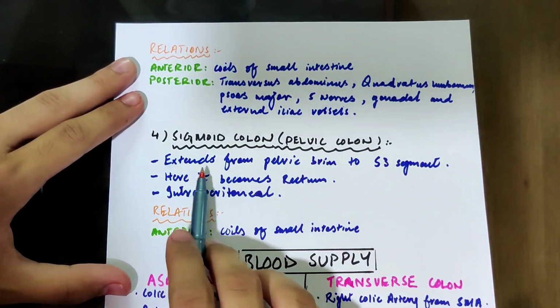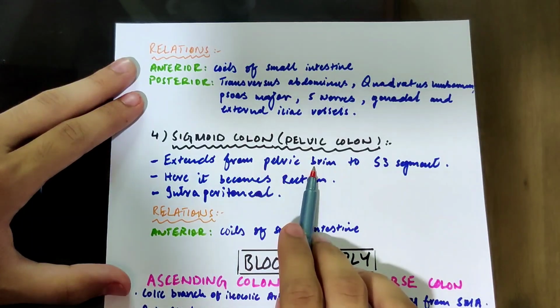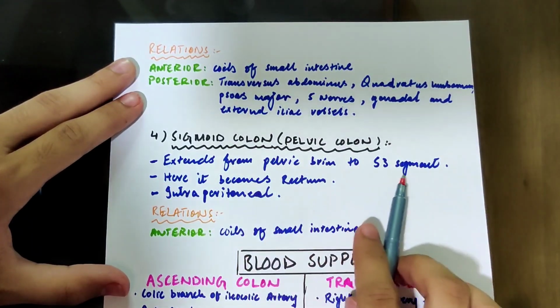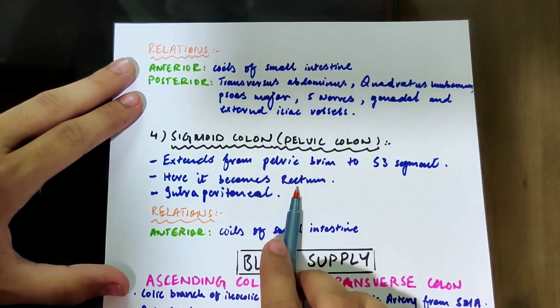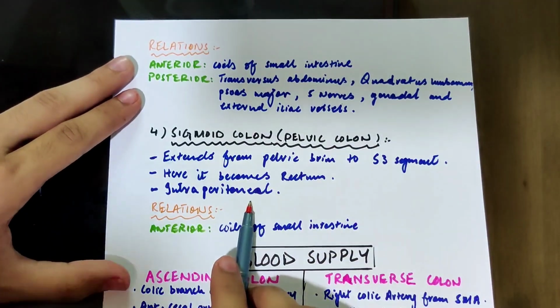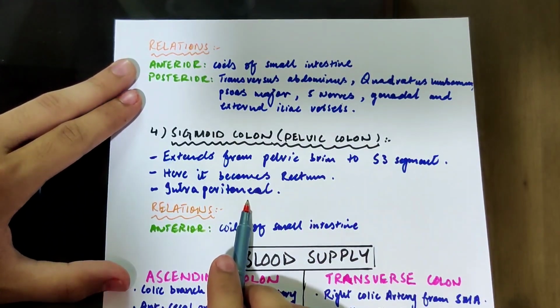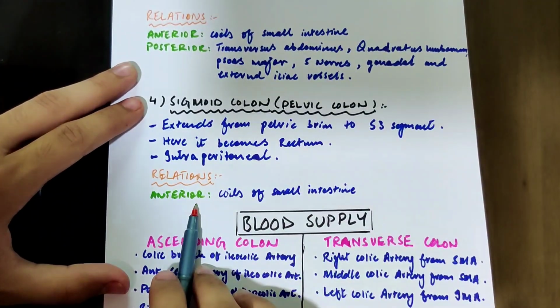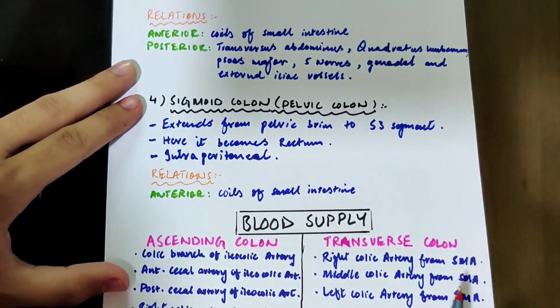So the sigmoid colon starts from the pelvic brim and goes till the S3 segment, where it becomes the rectum, and it is totally intraperitoneal, completely covered by the peritoneum. We have its anterior relations, which are the coils of small intestine again.